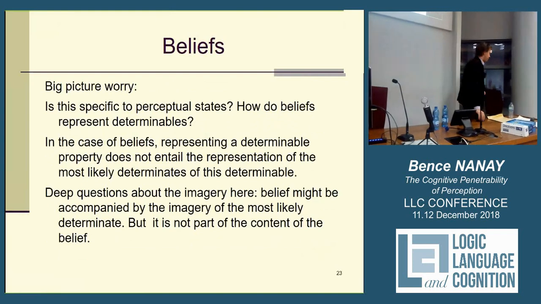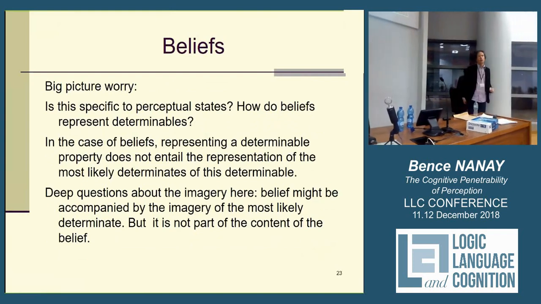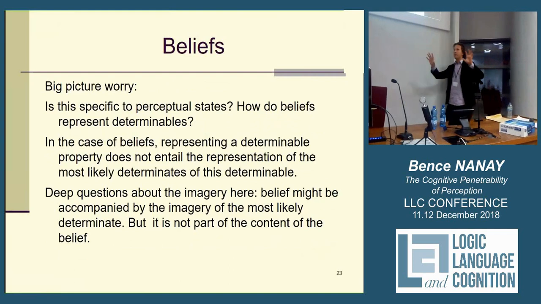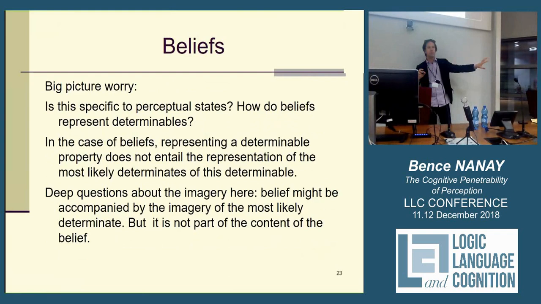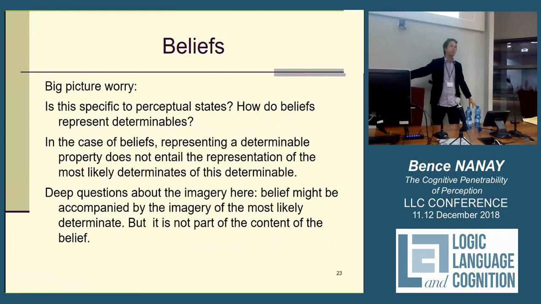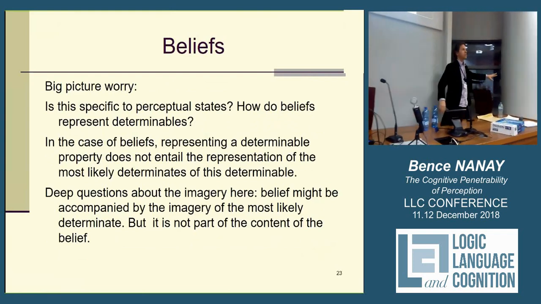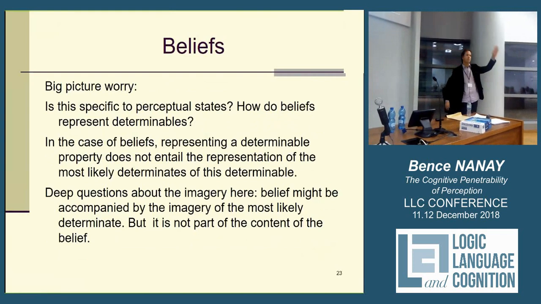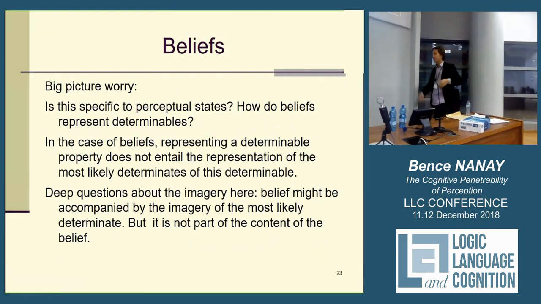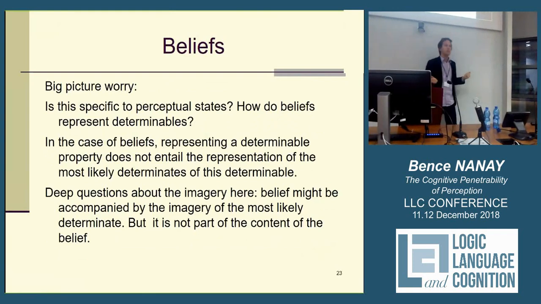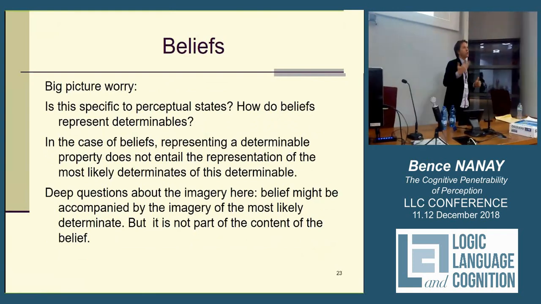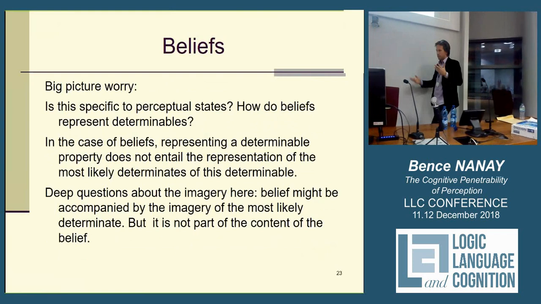So you could have a further worry, and it's this. I gave you this neat picture whereby the perceptual states fall on one side and the belief states fall on the other. Perceptual states representing a property entails representing its determinables and determinants. For belief states it's not the case. I was assuming that, following Kulvicki and Goodman in this a little bit.